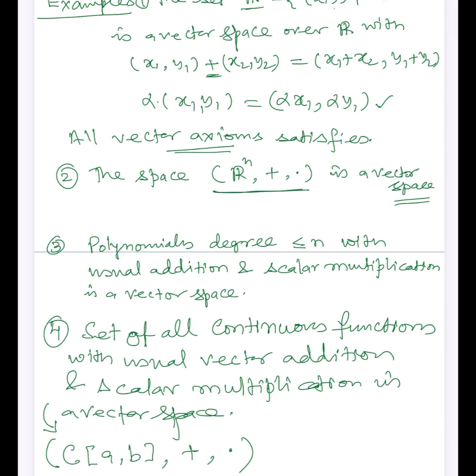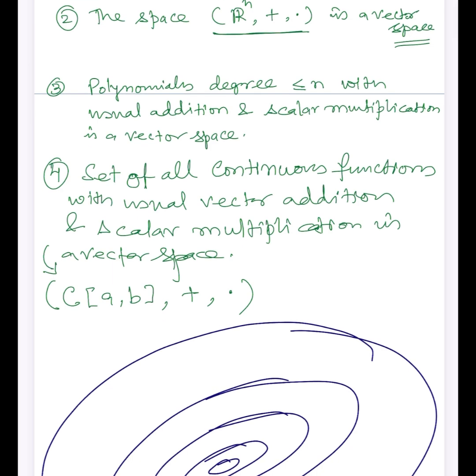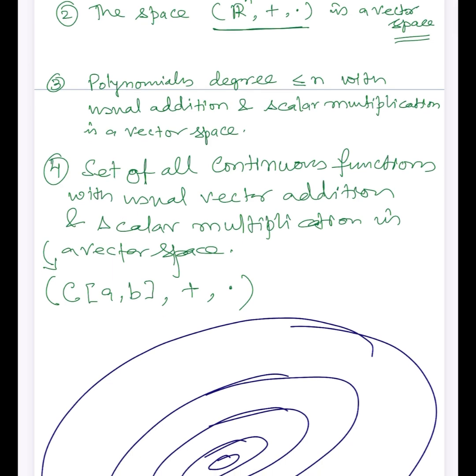Next example: the set of all polynomials of degree less than or equal to n, with the usual addition and scalar multiplication, is a vector space. If you take any two polynomials and add them, you will always get a polynomial of degree less than or equal to n.